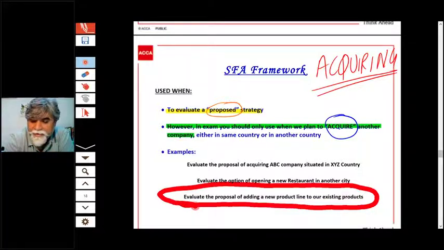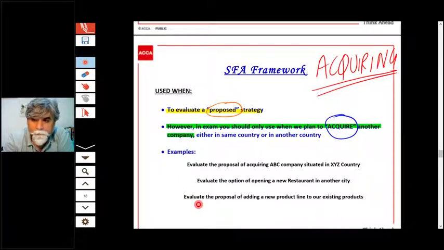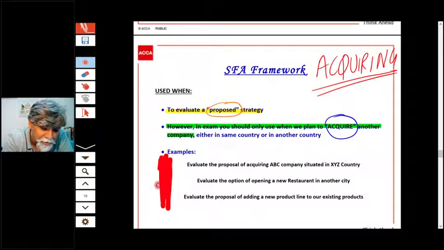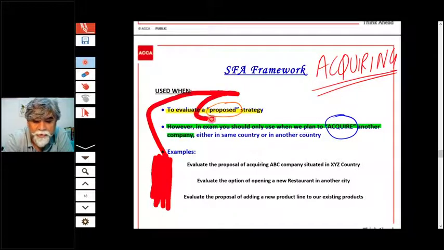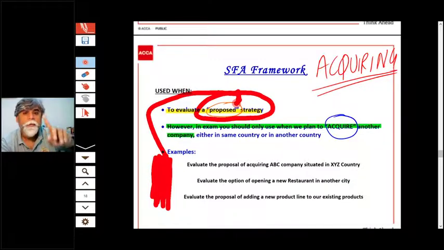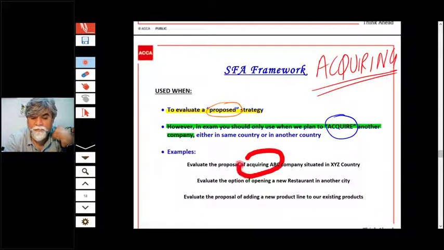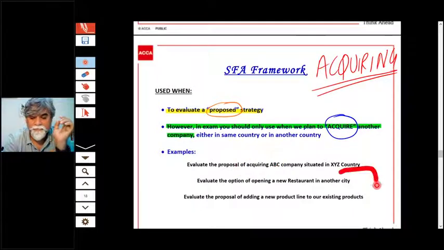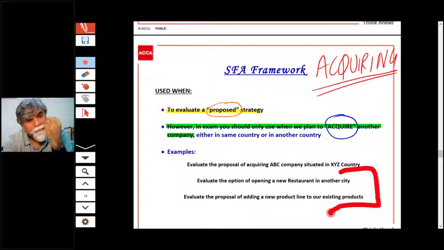Evaluate the proposal of adding a new product to our existing product. SFA. Yes, although all these three are proposed strategies, they're all futuristic plans, and theoretically we can use or we should use SFA in all of them. But from an exam point of view, because SFA is time consuming, just restrict yourself when there's an acquisition question. Otherwise, if there's no acquisition and the question says evaluate the proposed strategy of me marrying Angelina Jolie, we will adopt a common sense logical approach.